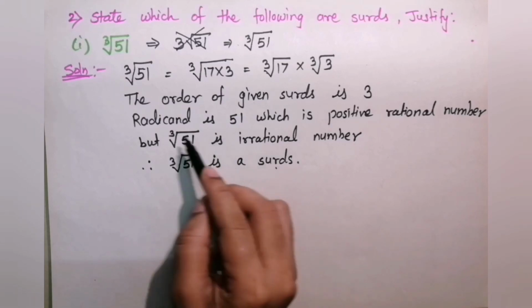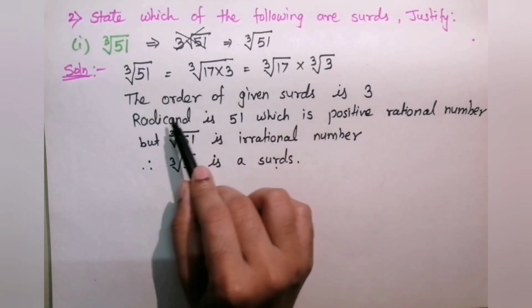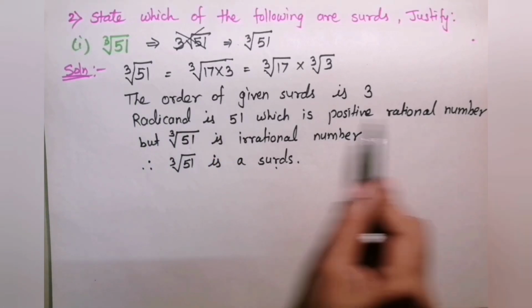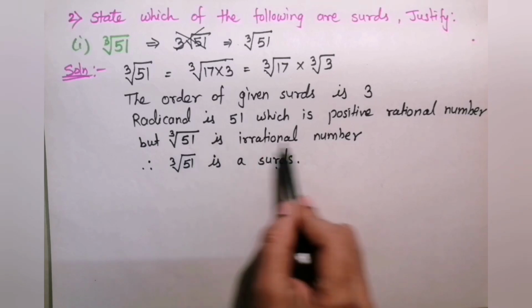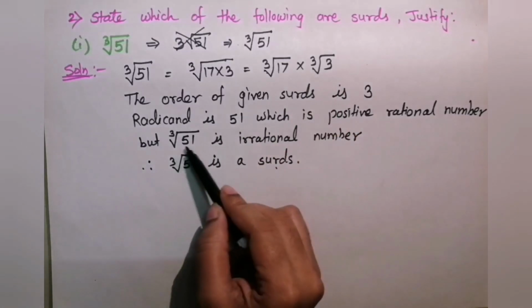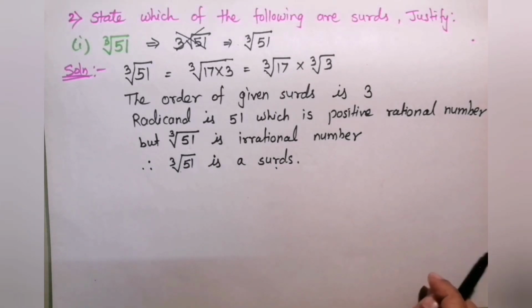Always remember that, students. So first, students, write down the order. The order is 3. And the radicand is 51, which is a positive rational number, right? But the cube root of 51 is an irrational number because we cannot factorize. Therefore, the cube root of 51 is a surd. So in this way, we solve question number 1.